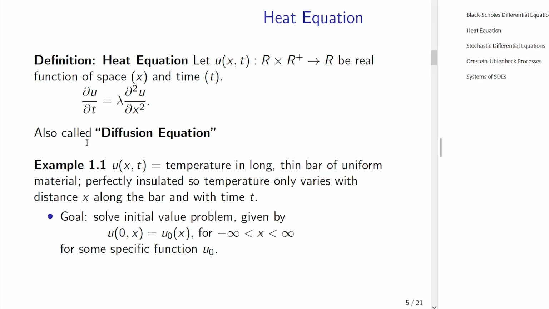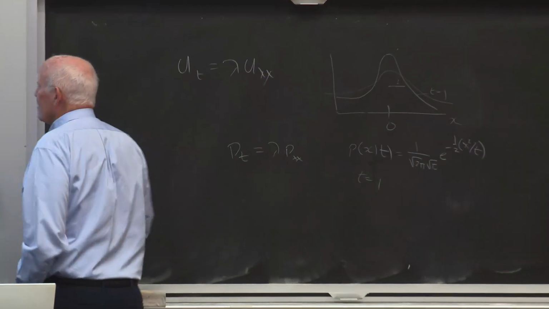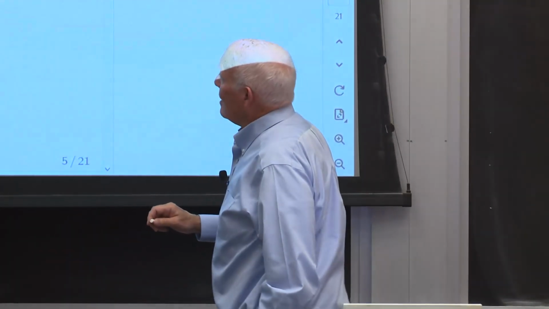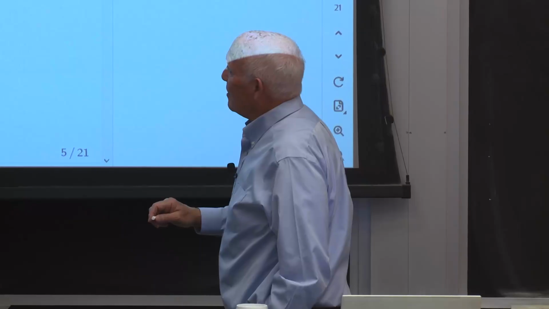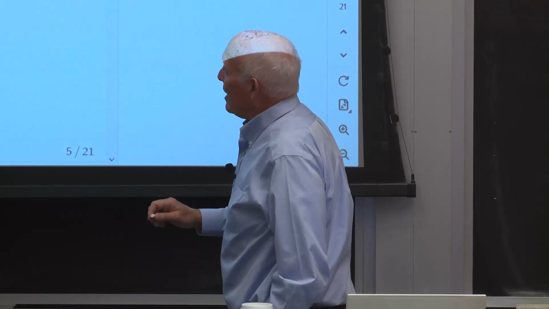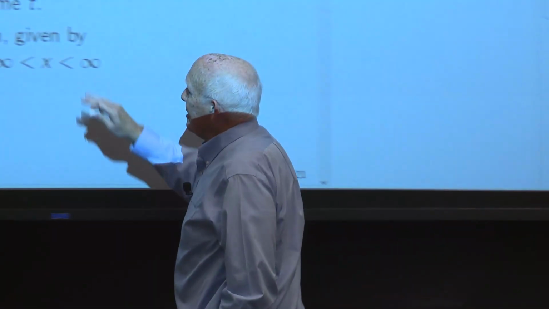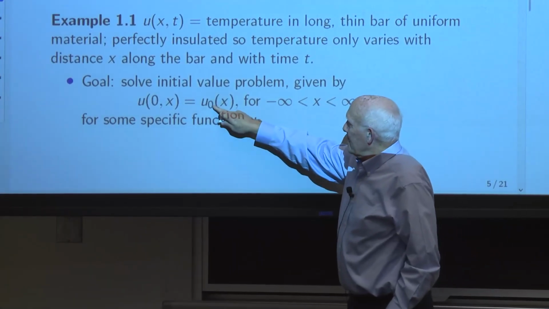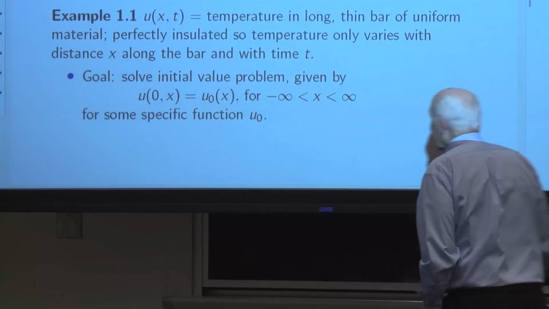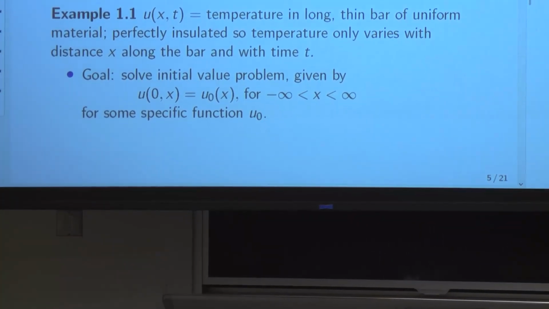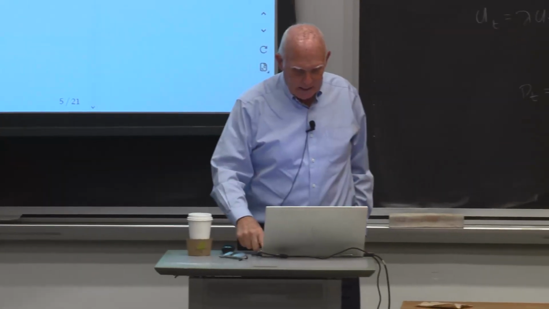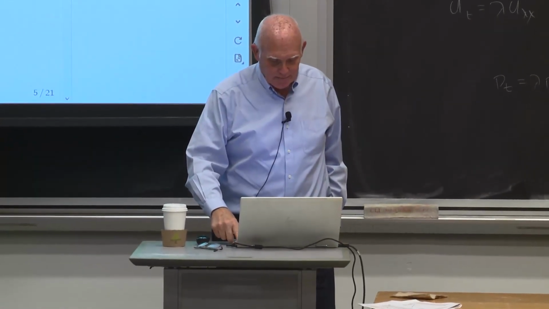So u of x, t is the value of the temperature over time. If we consider an initial value for the heat in the bar given by u naught of x, then what we want to do is solve for how that heat function changes.